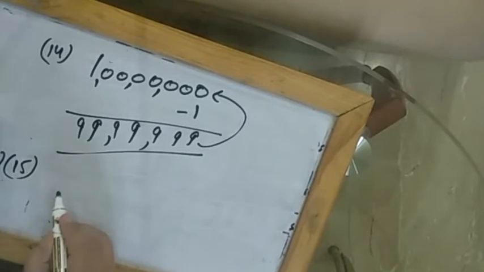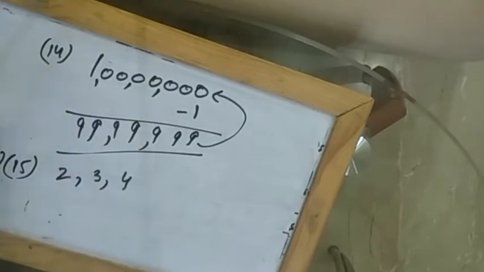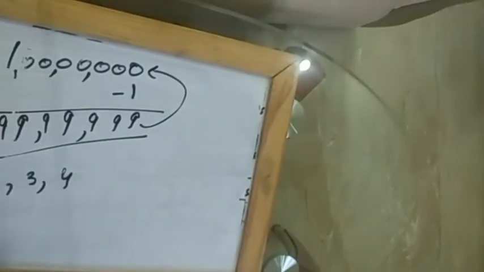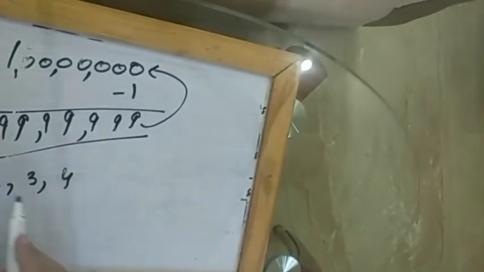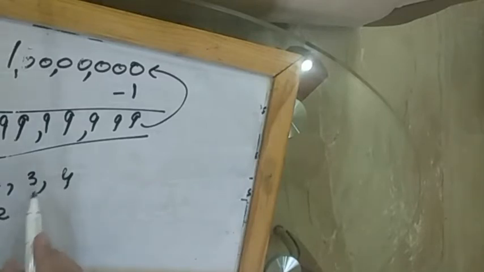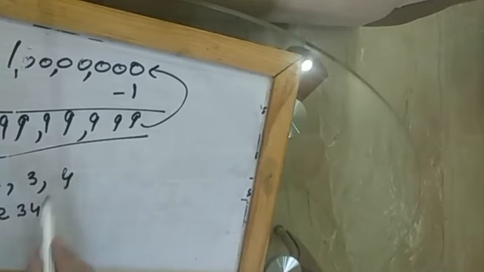Okay. Now come to the 15th question. They are saying write all the 3-digit numbers using 2, 3, 4, taking each digit only once. This is the 15th question. So these are the 3 digits given, and they are asking you to form all the numbers that I can form using these 3 digits. So what I will do is, I will first write 2, and then I can write 3, 4. This is my first number, and then I can reverse this order to 243. This becomes my second number.